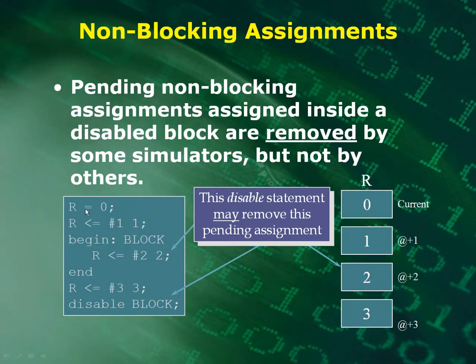So here at the current time I've said r equals 0, so that goes in over here as 0. Then I've said assign a value of 1 at the current time plus 1 time unit, so that's here. And then I have a begin-end block that I've named block, and I'm assigning r a value of 2 at 2 time units from now, and then r gets assigned a value of 3 at 3 time units from now. Okay, so we've got all these assignments from the current time.